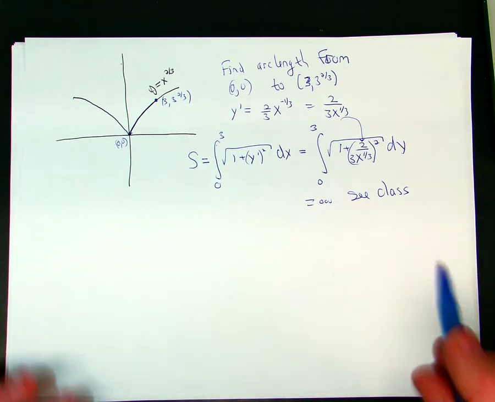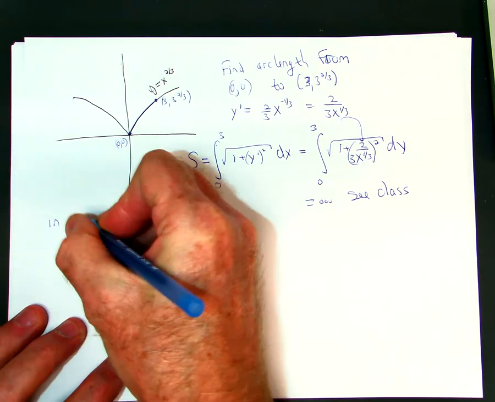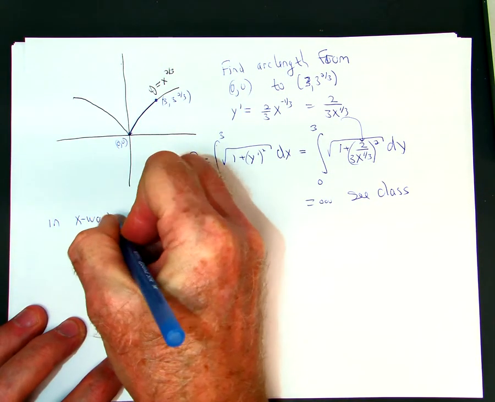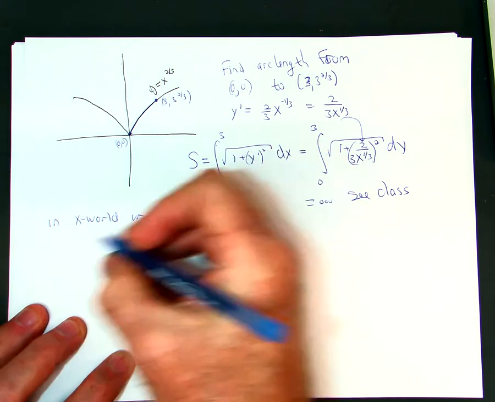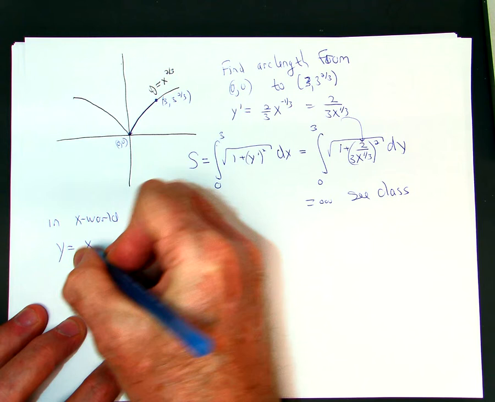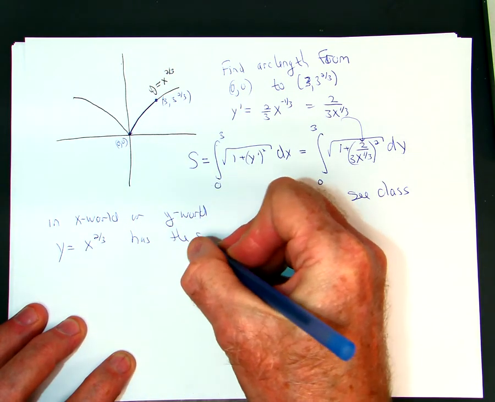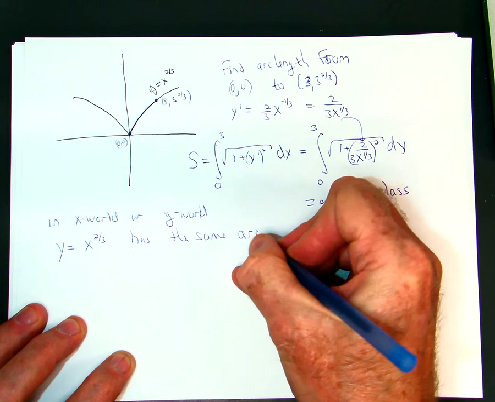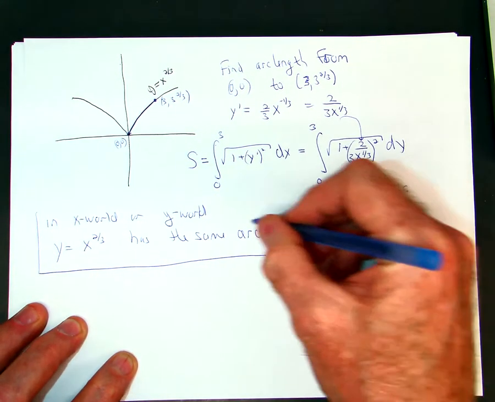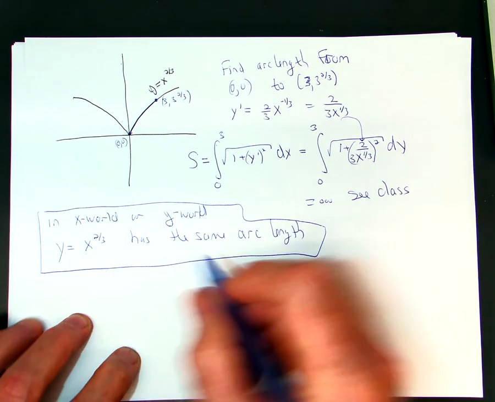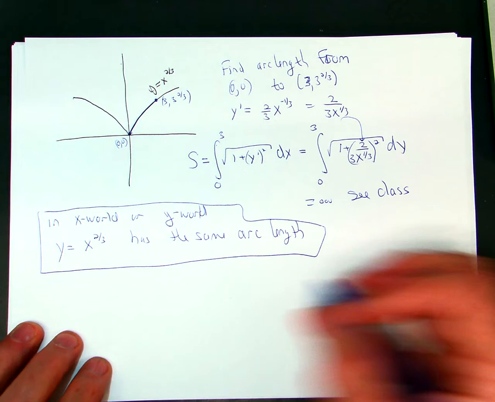Now, I'm going to do it a different way, or a second way, and the key is that in x world or y world, y equal x to the 2/3 has the same arc length. So what this says basically is that if I solve for x, I can do this as a y world arc length.